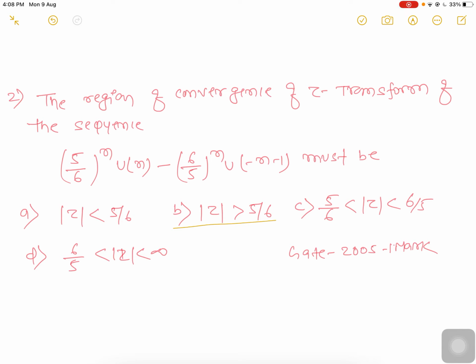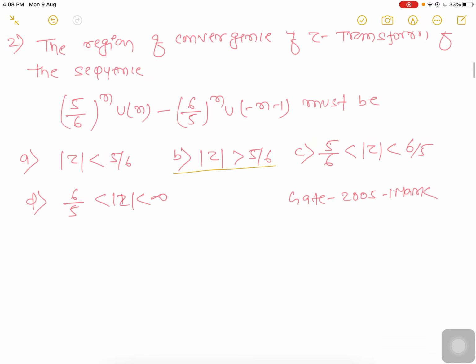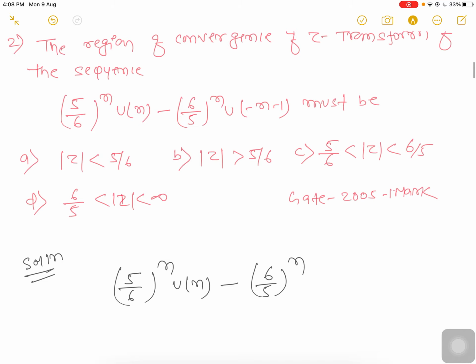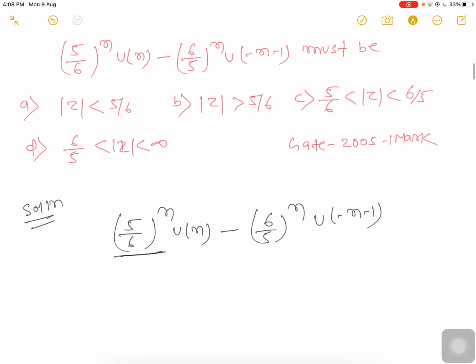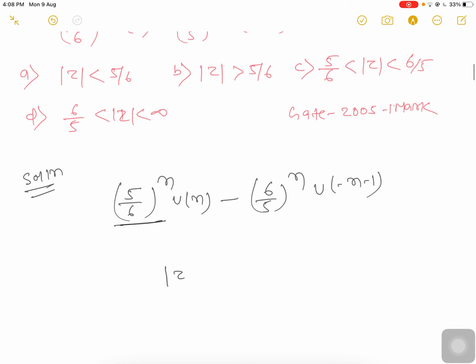Now comes the next question. The region of convergence of the Z transform of the sequence (5/6)^n u[n] minus (6/5)^n u[-n-1] must be. Check it. The first term is a right-handed signal.